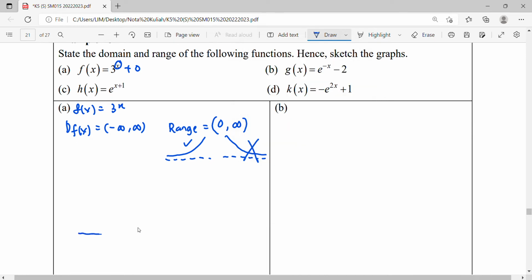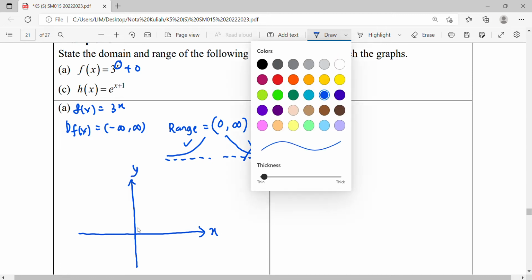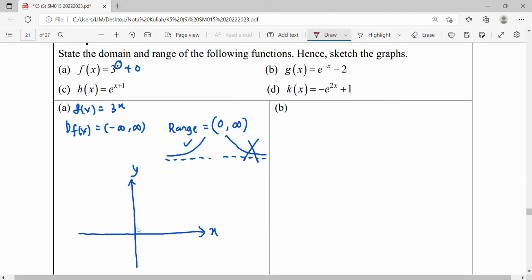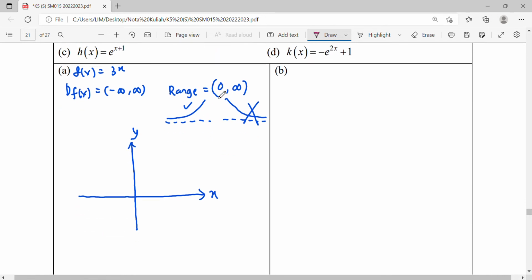After we identify the pattern, we can start to draw. Set up our x-axis and y-axis. So now I can start drawing. Draw the asymptote first. So where's the asymptote? You can see the minimum value that you have here for the range, where your y is 0. So it means your asymptote occurs at y equals 0. Label your asymptote. Then we start to draw our graph. Go parallel first, then start shooting up. So this is the characteristic of a graph having an asymptote.